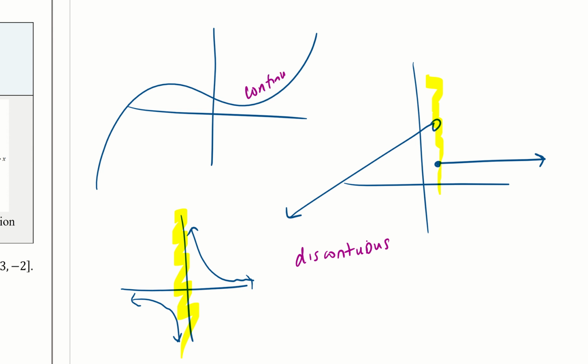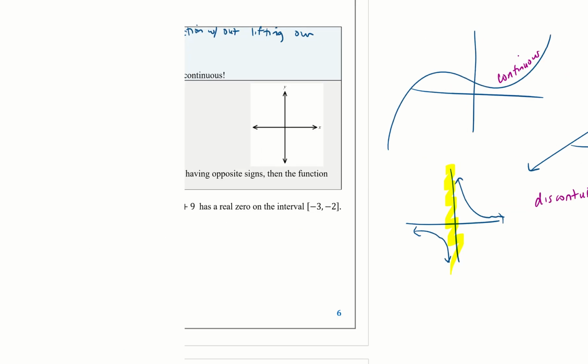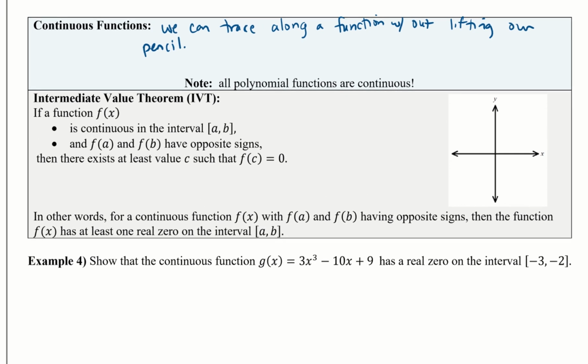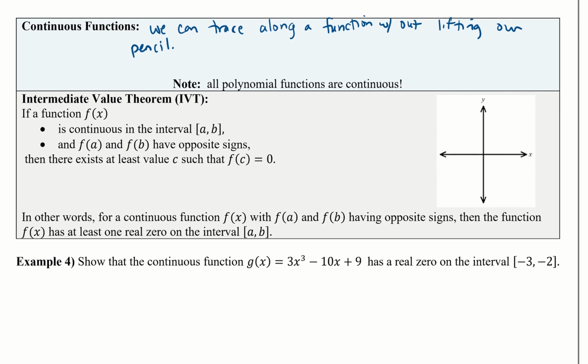So all of the polynomial functions, again, we've got x as the base and our power is a positive number. All of those are going to be continuous functions. There are other continuous functions out there, like sine and cosine are continuous functions, for example. Tangent is not. We'll find out more about those later in the year. But once we know something is continuous, we can make some conclusions.